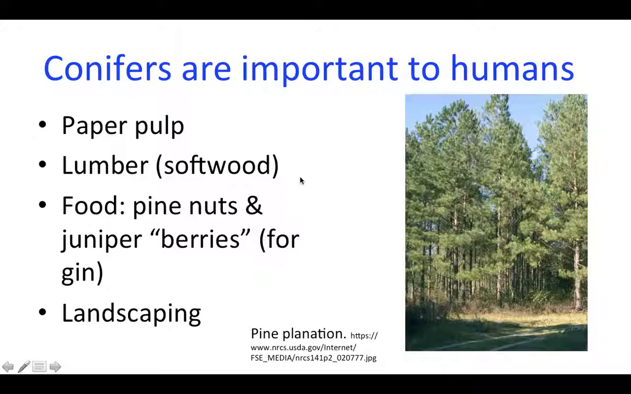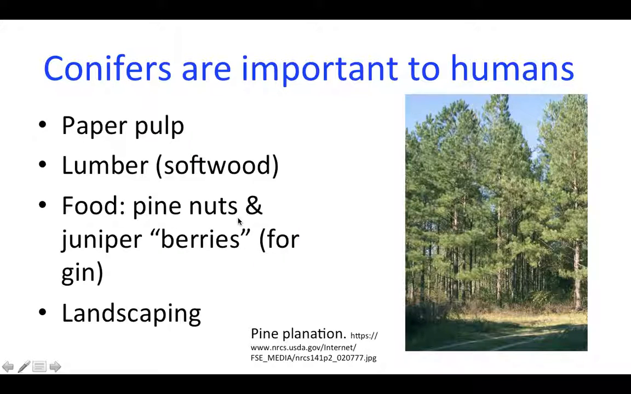Conifers are super important to humans. We use conifers like pines to make paper, and so that's a big industry in parts of South Carolina and neighboring areas, especially down around the South Carolina-Georgia border. We use conifers for lumber. Remember that conifers are softwood because they don't have fibers in their xylem, and it's common as construction material, let's say for houses. If you go buy a 2x4 at Home Depot, that's going to be pine, and so that is conifer.